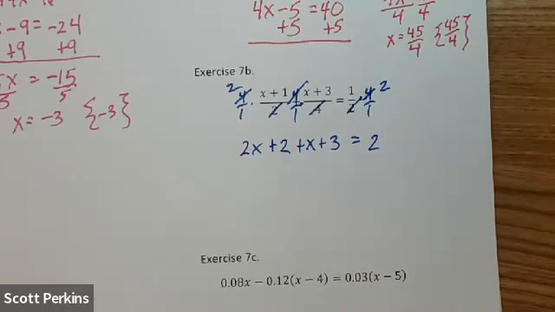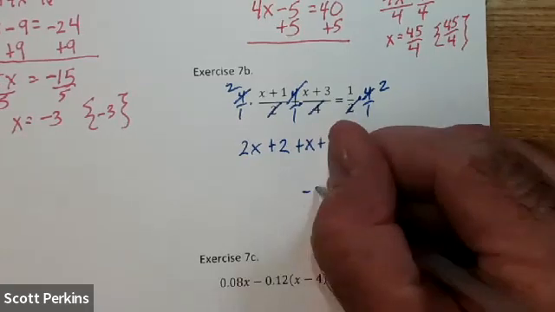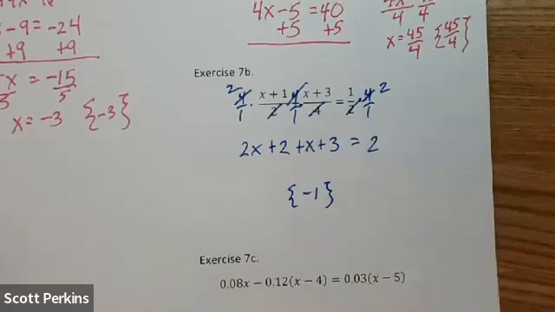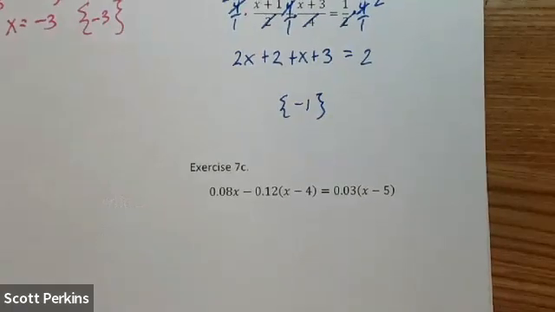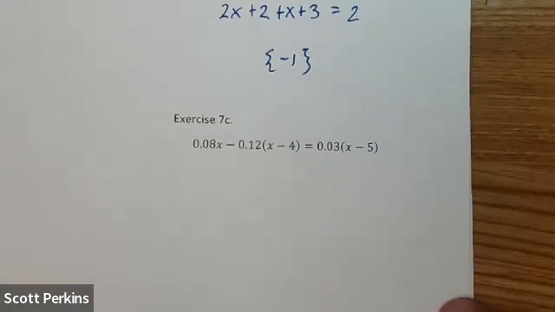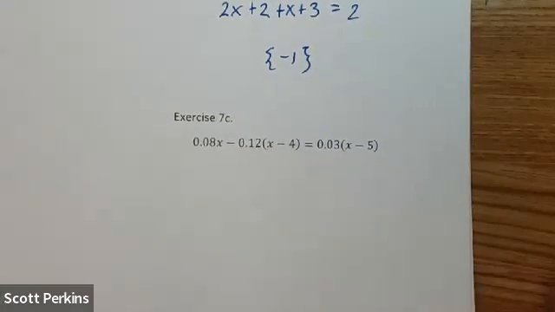If you want to finish this up later when you get home, the answer is -1. That's your solution set. You can double check. One more example of this, just to show you all the variety of different things you might see in your homework. 7c, instead of fractions, we've got decimals. Again, decimals are just inconvenient to work with. We'd rather just work with numbers.